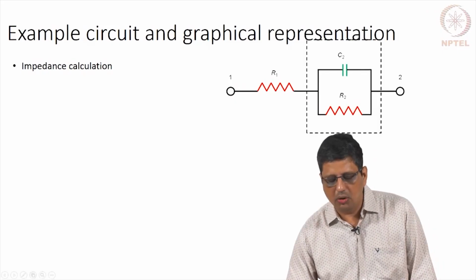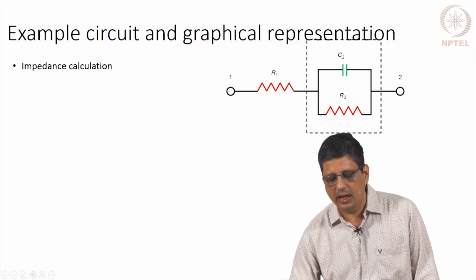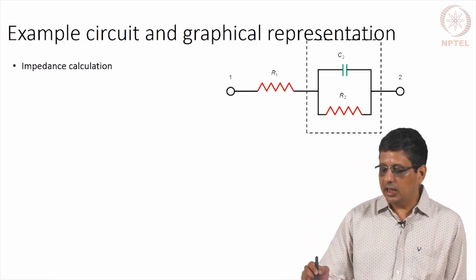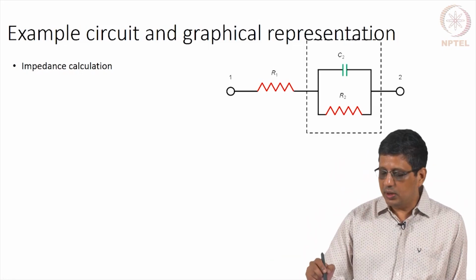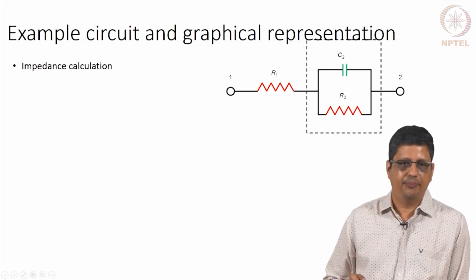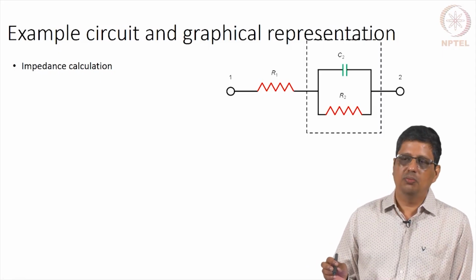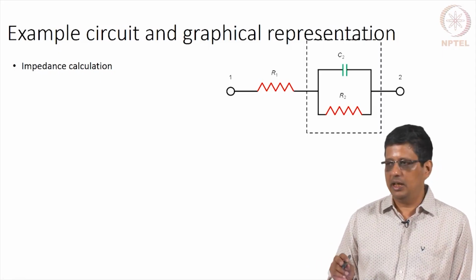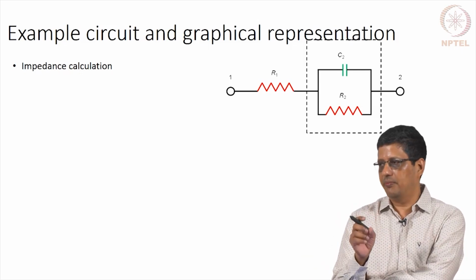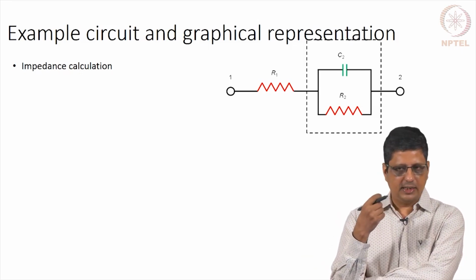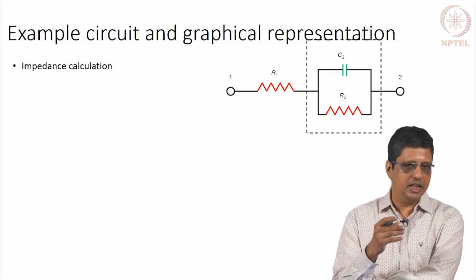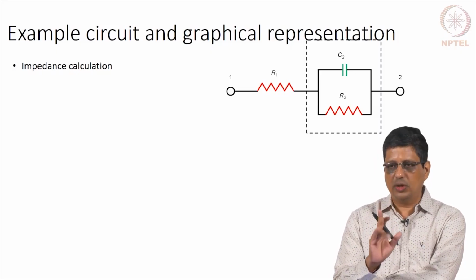Okay, a little more complex is this system where you have one resistor in series with another box. That box contains one capacitor in parallel with a resistor. I am taking up this circuit because it can be used to model a very simple electrochemical reaction under certain assumptions. We assume mass transfer is very fast, and we assume the reaction is a very simple, straightforward, one-step reaction.